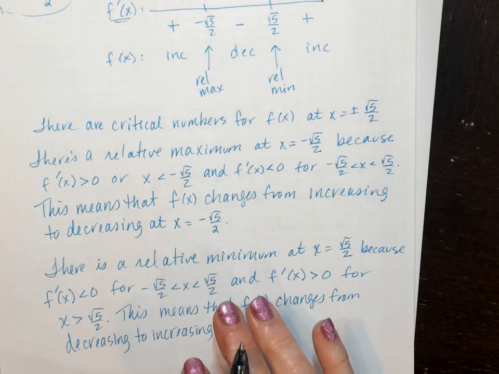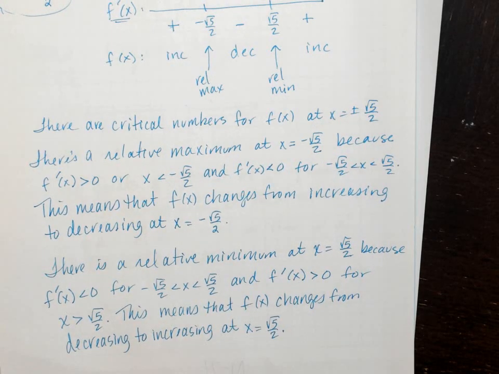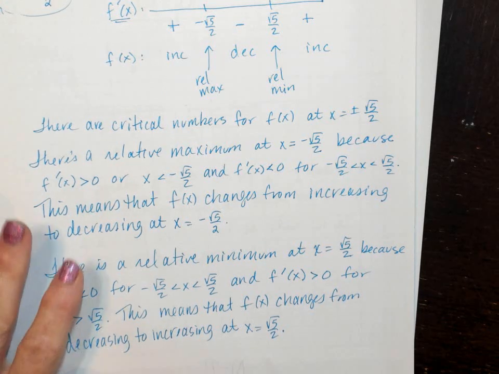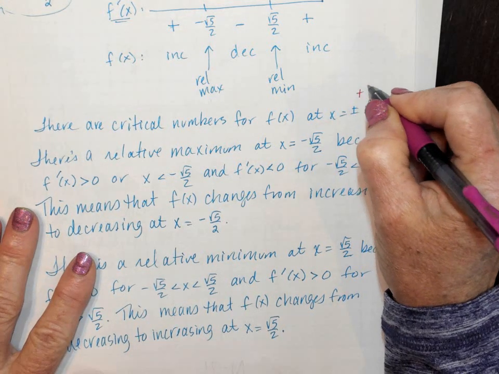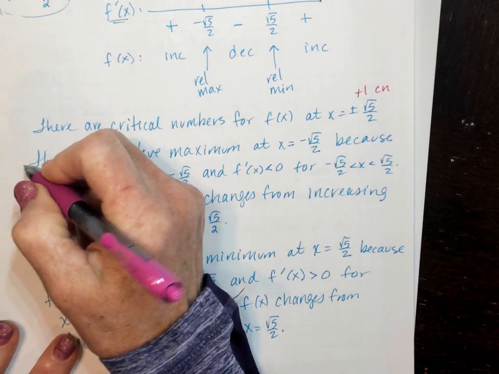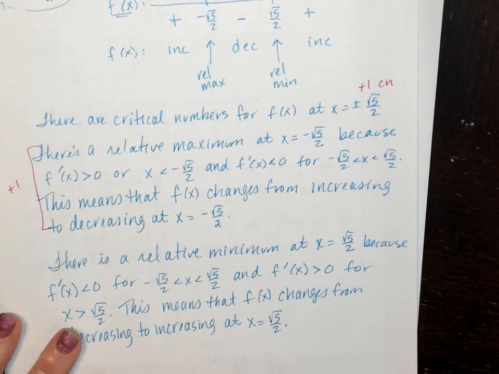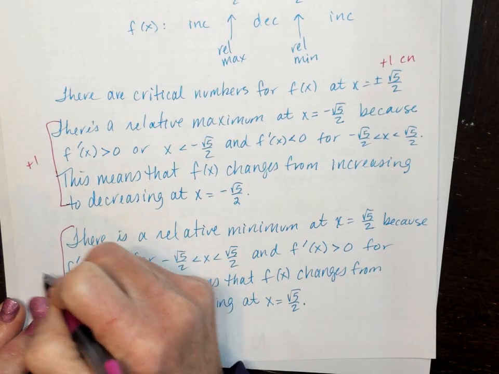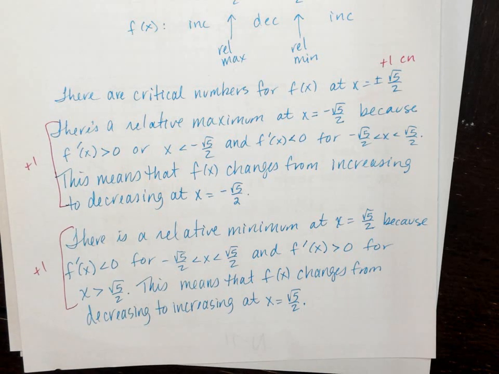And part A was 3 points. Part A got points for identifying the critical numbers, and then +1 for the reason at the maximum, and +1 for the reason producing the minimum. And there's your 9 points.